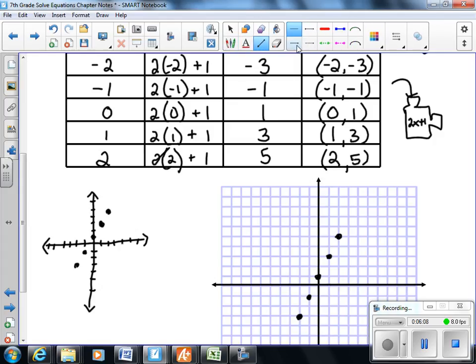So if you have a straight edge, it means like a straight piece of paper, connect those, and this is a linear function. It is a straight line. It is a linear function.